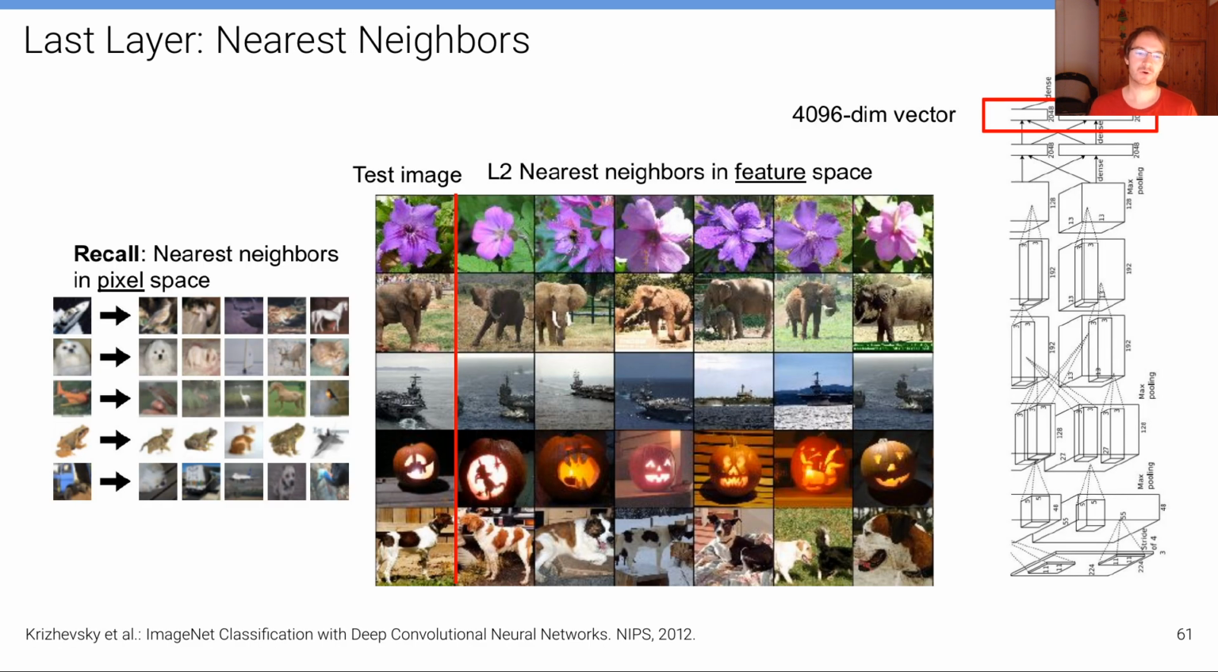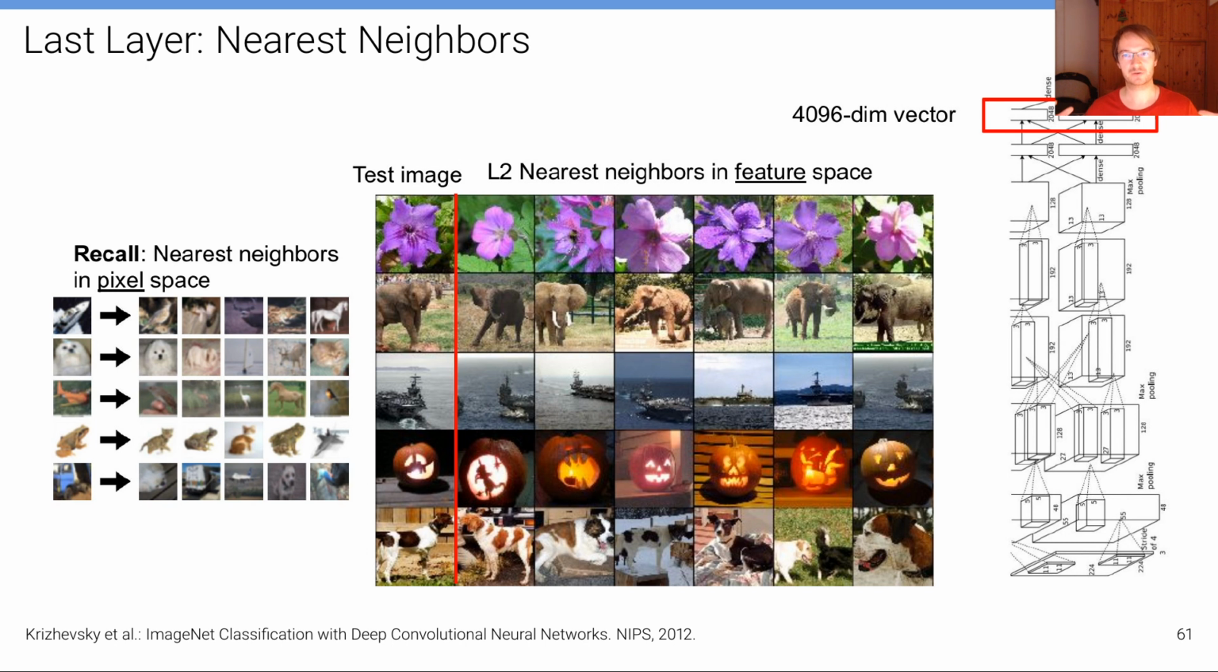So let's go all the way to the last layer of such an AlexNet in this case, and try to understand what happens at that level. One naive thing we can do is take a test image, for instance this flower here, and pass it through this network and read off the 4096 dimensional feature vector at the penultimate layer, right before the classification layer.